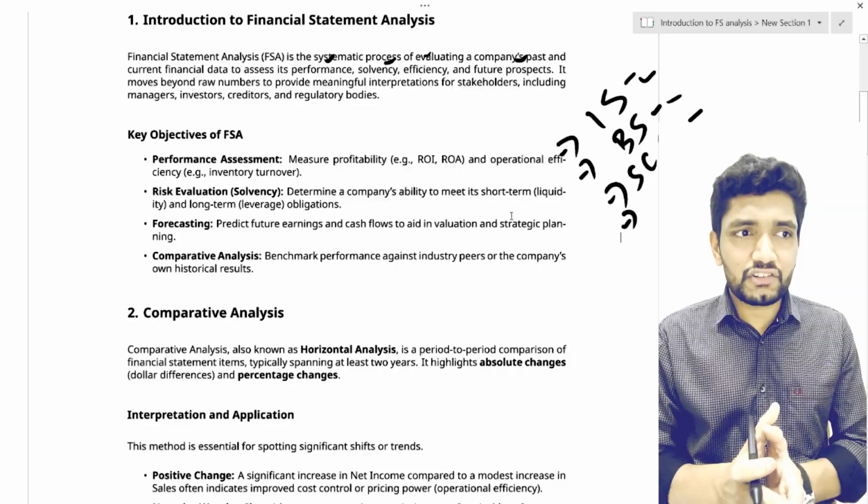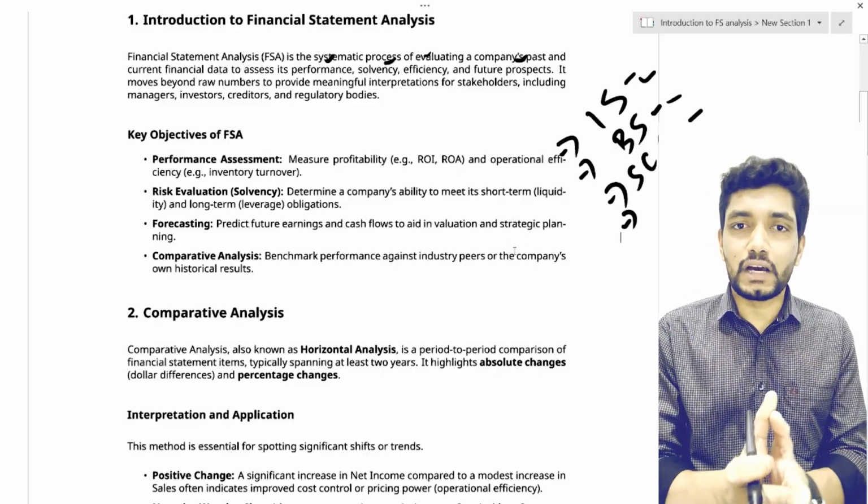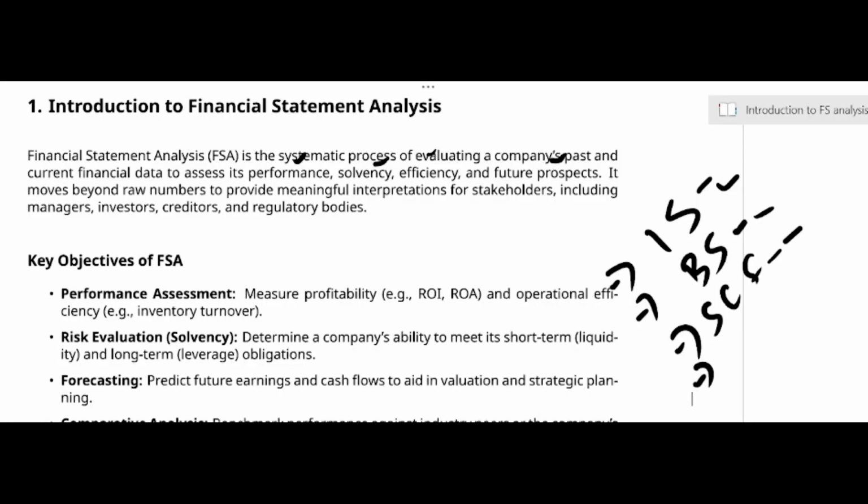As a financial analyst, we collect financial data from these financial statements and interpret this data to provide meaningful interpretation for the stakeholders, which include managers, investors, creditors, and regulatory bodies. These are the stakeholders who are interested in the performance of a company. They can use the financial data to assess the company's performance, solvency, efficiency, and future prospects.